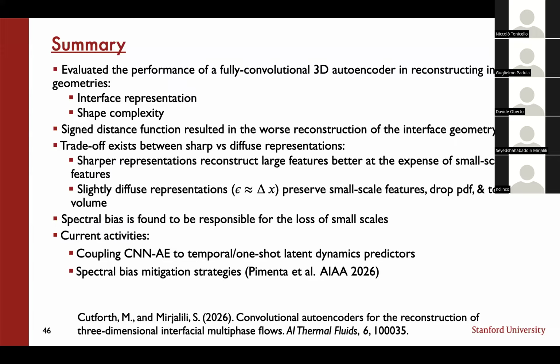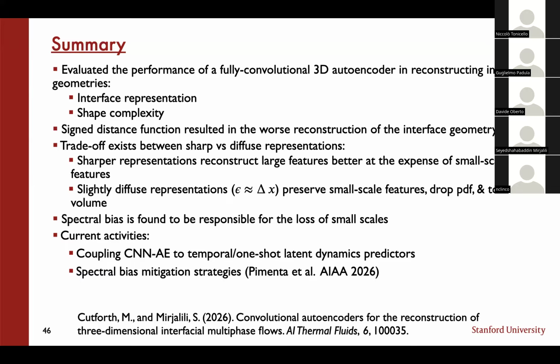So we published this work recently in this new journal, AI Thermal Fluids, and current activities are to basically take this to the next level, of course. So we just reduced the dimensionality. Now in the latent space, we want to either do dynamics, basically predict trajectories, or we want to do one-shot predictions, which is useful for other applications.